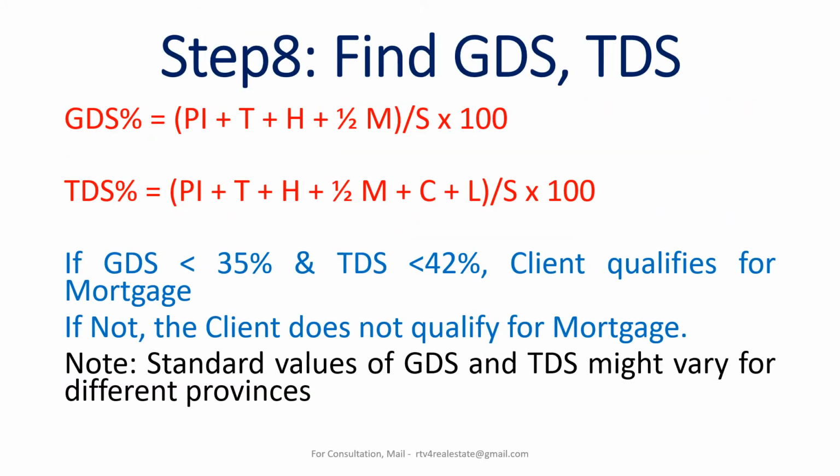Step 8, find GDS and TDS. GDS percent equals (PI plus T plus H plus half M) by S, times 100. TDS percent equals (PI plus T plus H plus half M plus C plus L) by S, times 100. If GDS is less than 35% and TDS is less than 42%, client qualifies for mortgage. If not, the client does not qualify for mortgage. Note, standard values of GDS and TDS might vary for different provinces.